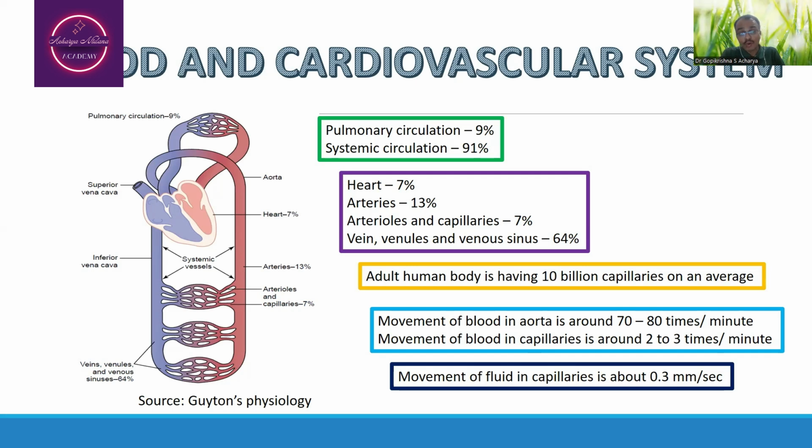So that means more and more blood is situated in the veins and venules only. And the adult human body is composed of 10 billion capillaries on an average. Further, as far as the movement of the blood in the circulatory system is concerned, nearly 70 to 80 beats per minute is the movement of the blood in the aorta, whereas the movement of the blood in the capillaries may happen once or twice or thrice per minute only.